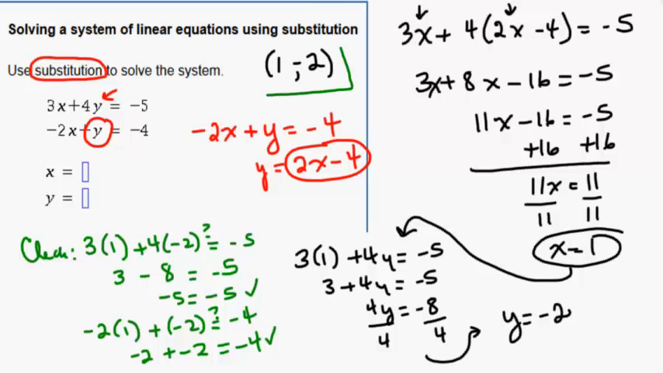So this is the solution to the system of equations, because this is the point that works in both of these equations. It'll be the point of intersection of the two lines that we would get if we were to graph these two equations.